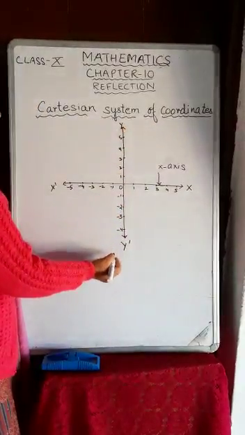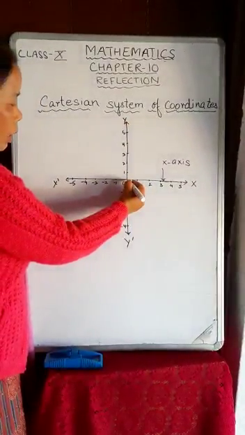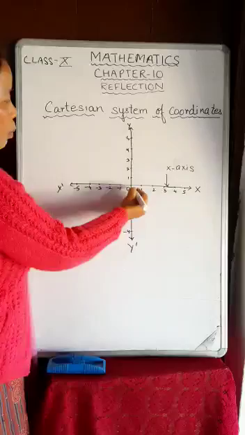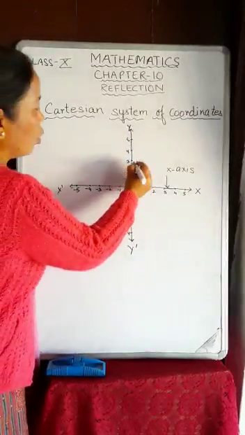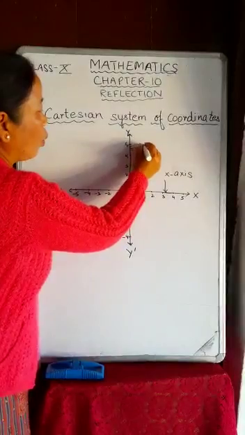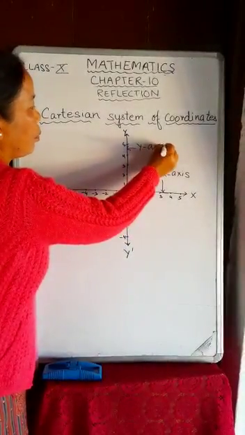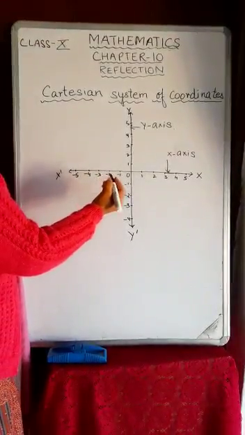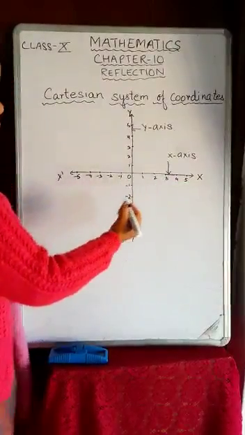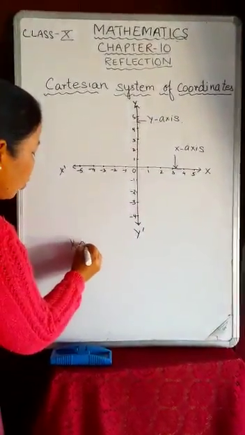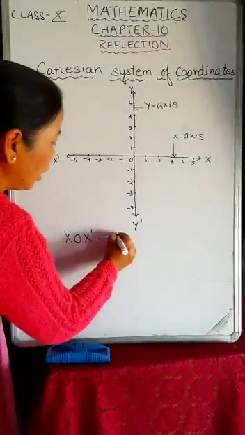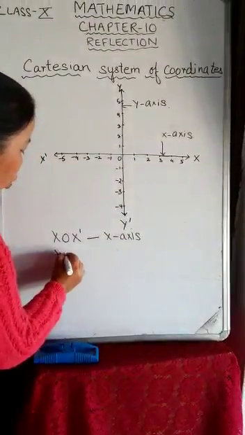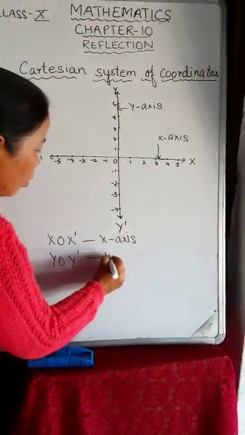One vertical line is there. Below the origin, the numbers are negative, and above the origin point, the numbers are positive. And this line is called the y-axis. Right, children? And now how to locate points. X'OX is the x-axis, and Y'OY is the y-axis.